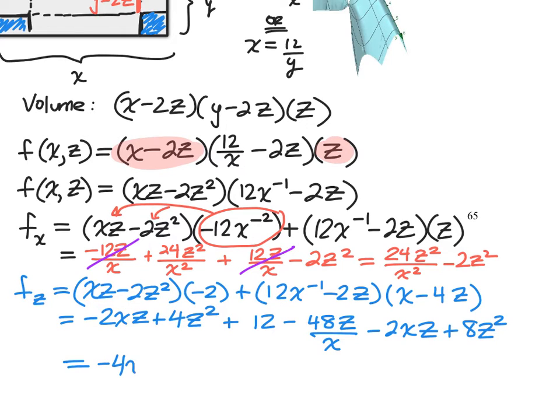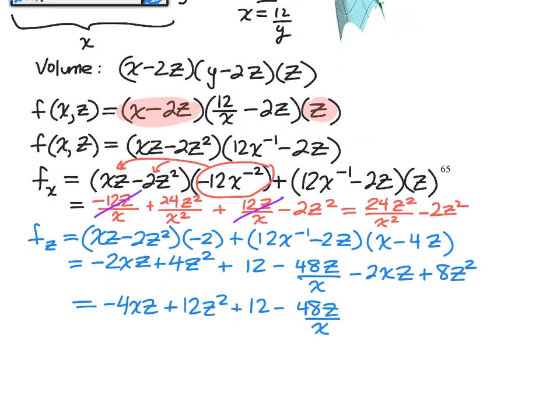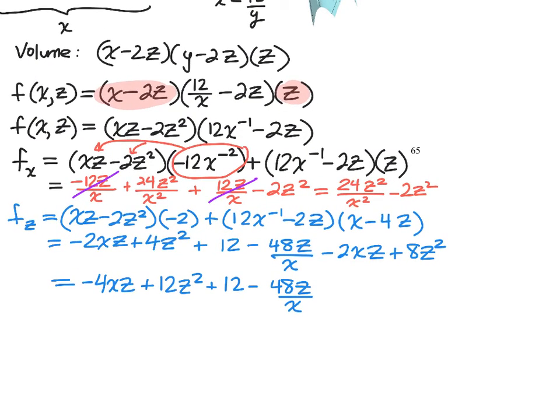All right, so we can combine a couple of like terms, but that's really about it. So we have negative 4xz plus 12z squared plus 12 minus 48z over x. All right.